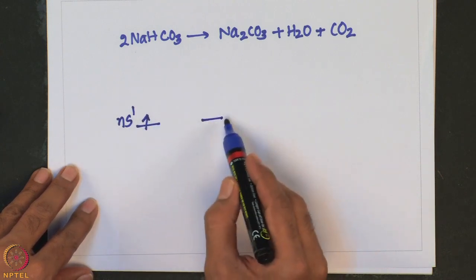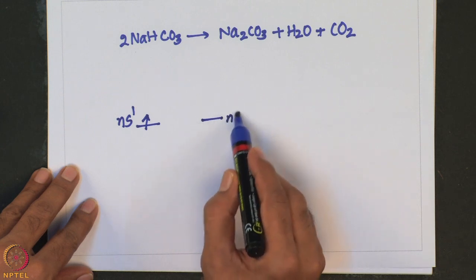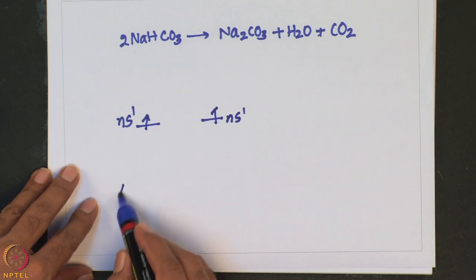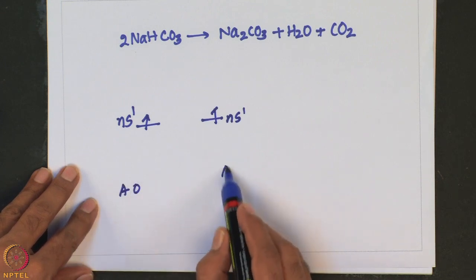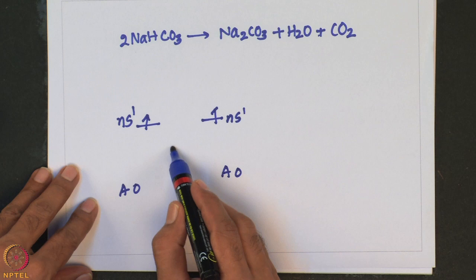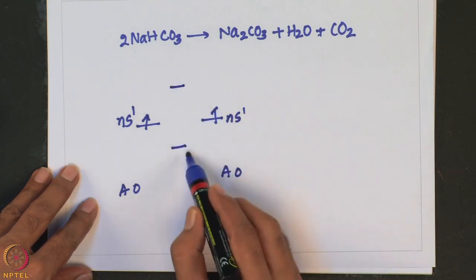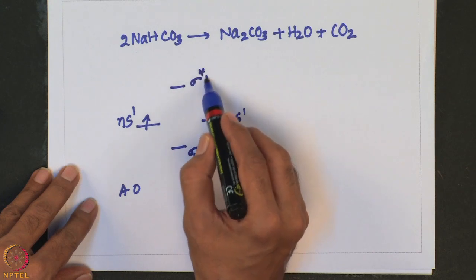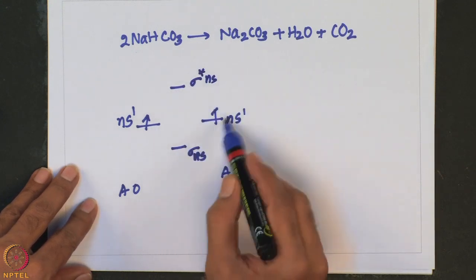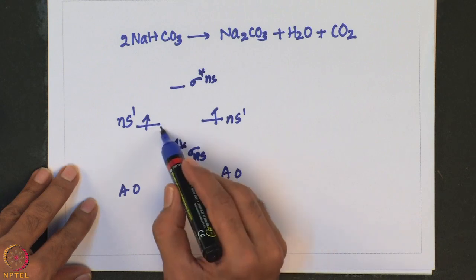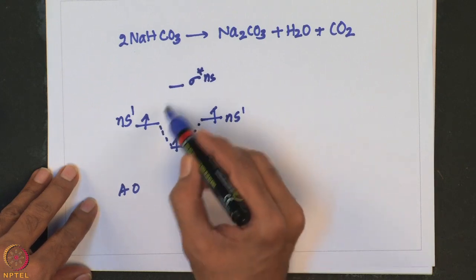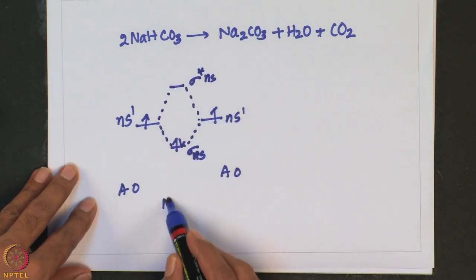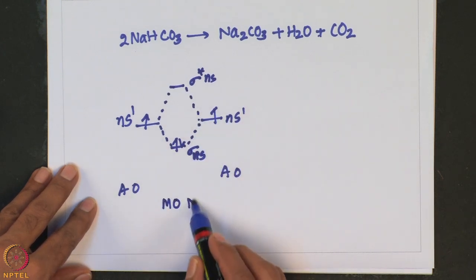Another one is from another atom, one electron. Now these two atomic orbitals will generate two molecular orbitals, sigma ns and sigma star ns. Okay, so here these two electrons will be paired. So now, this is the MO diagram for the M2 species.